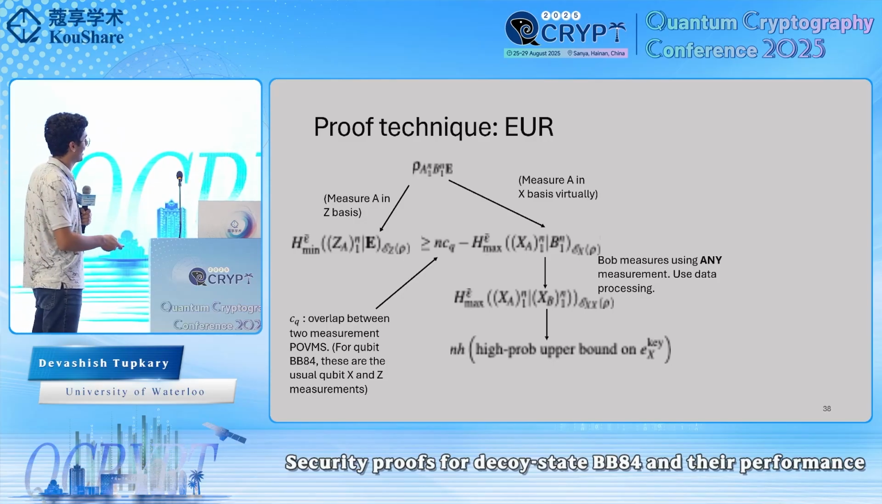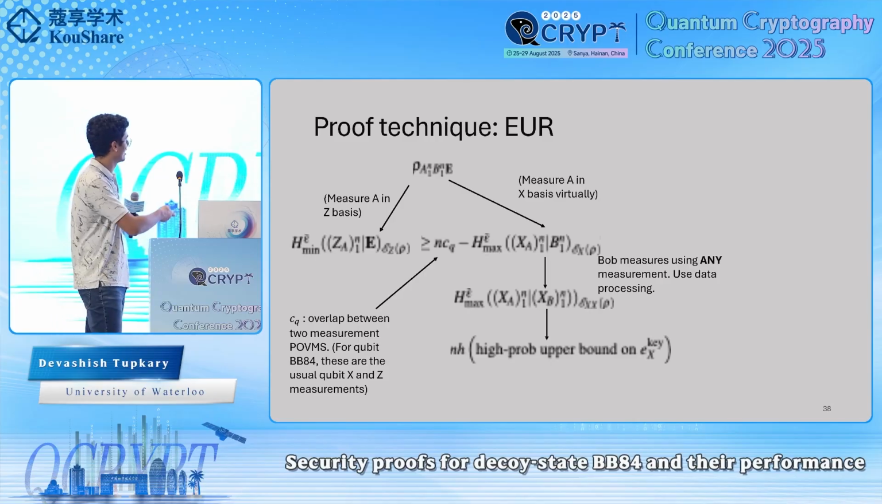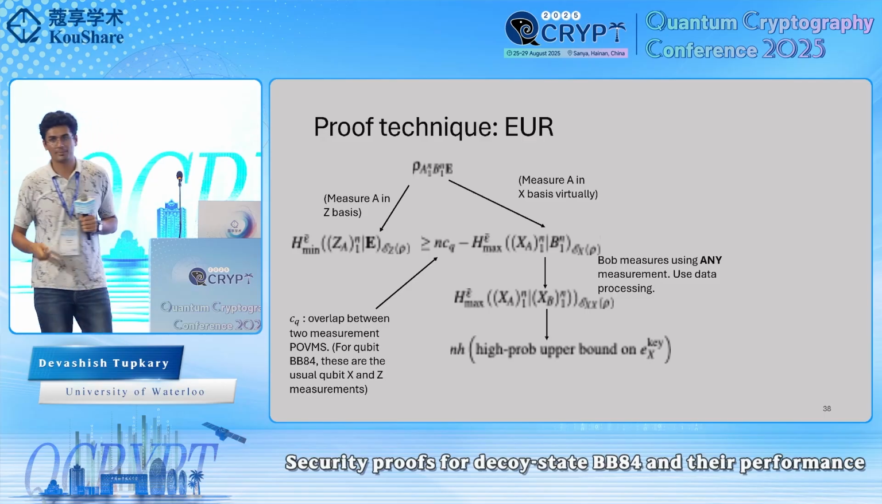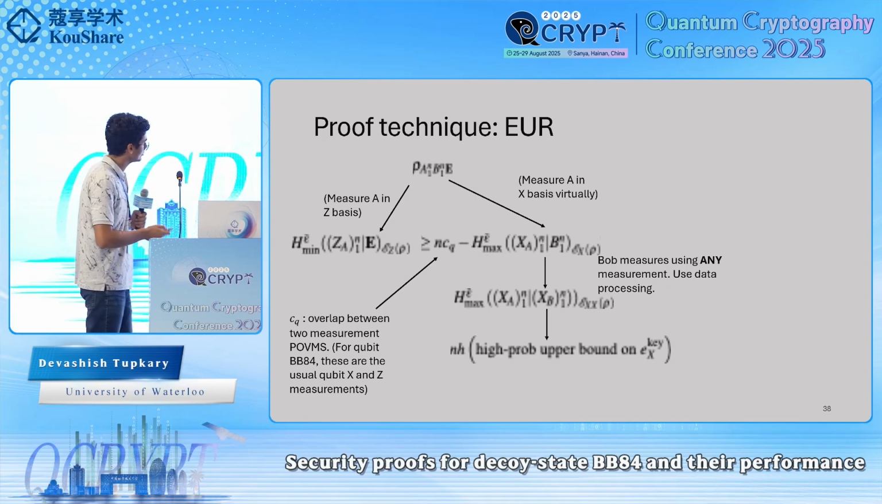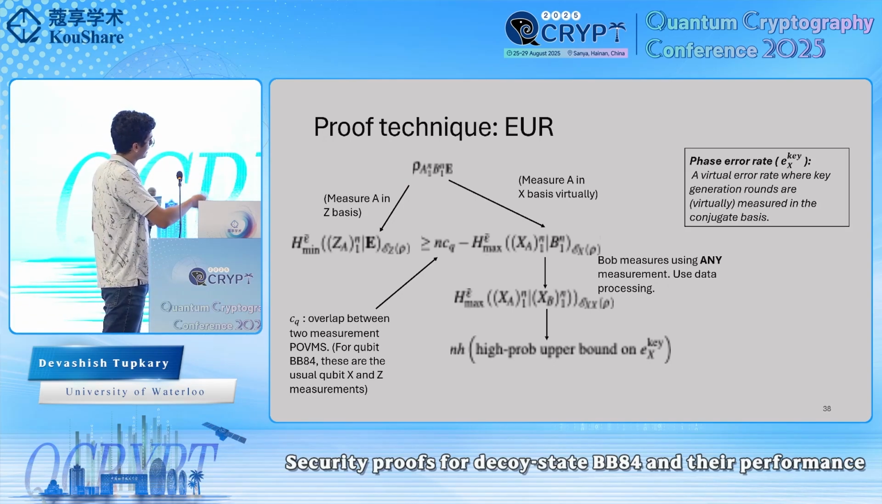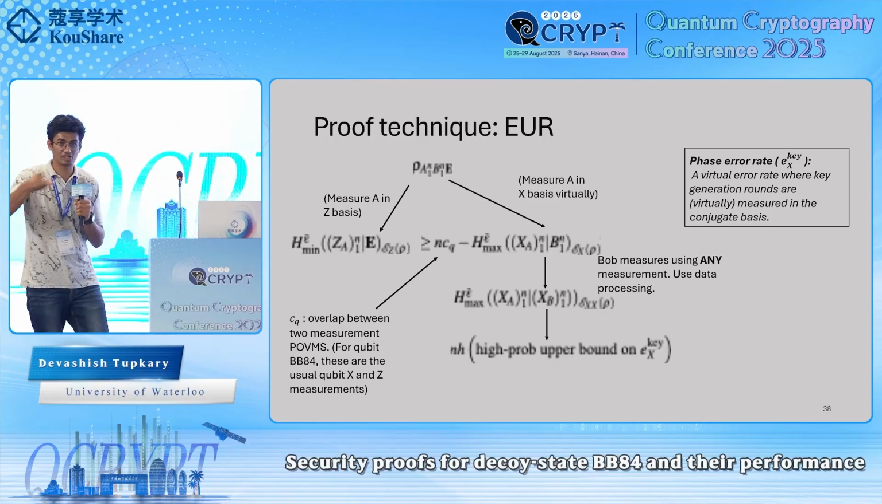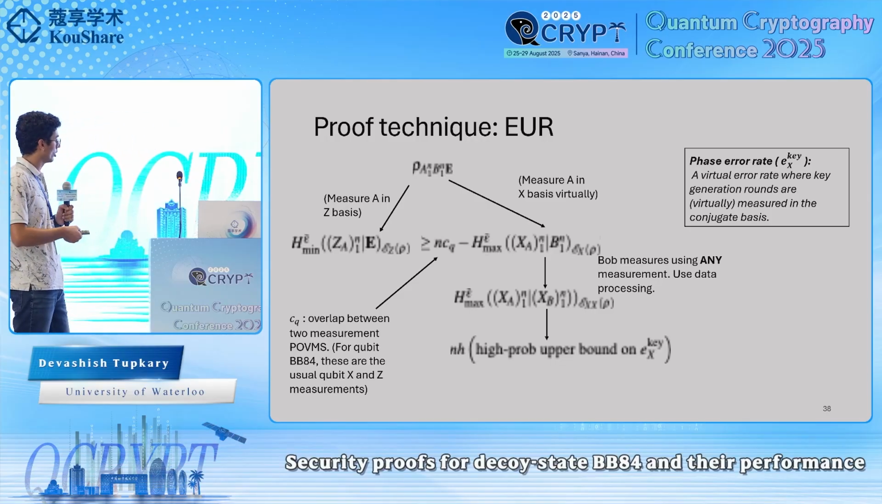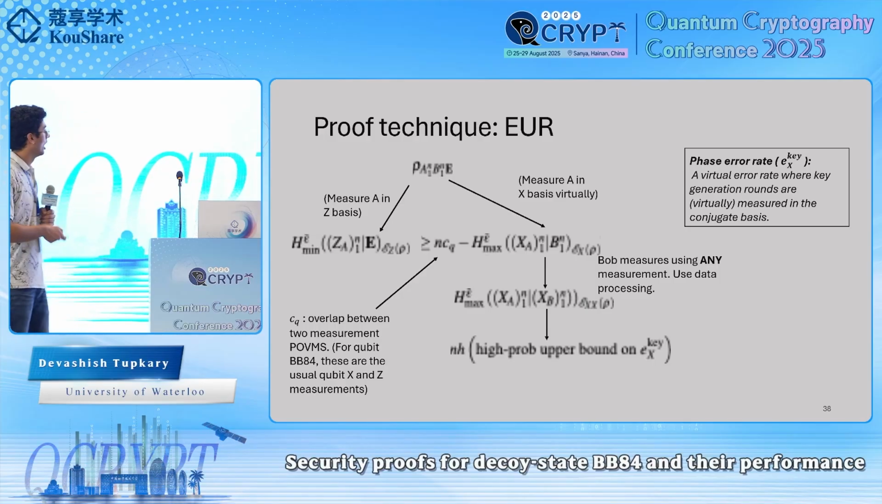We have this n times CQ factor that shows up. CQ is basically the overlap between POVMs in the Z basis and in the X basis. For typical qubit BB84 type setups, it's typically the canonical X and Z measurement, so this overlap is typically 1. And so in this sense, we have this notion of a phase error rate, a virtual error rate corresponding to measurements that you don't actually perform in the protocol, and we need to obtain an upper bound on this virtual error rate.